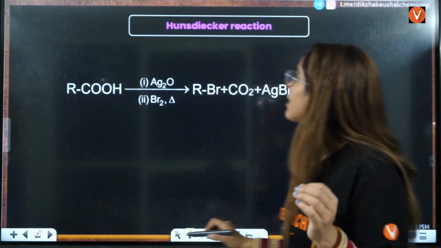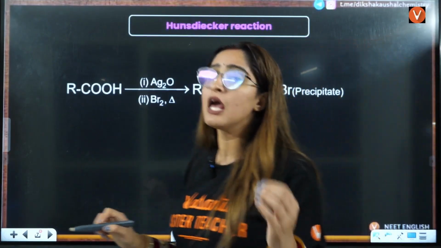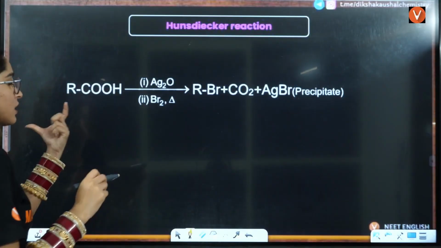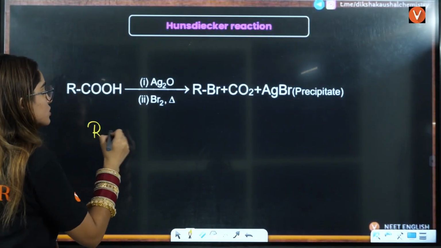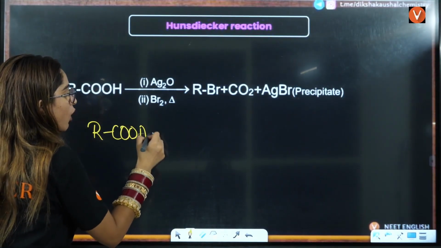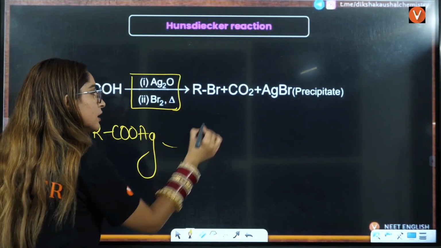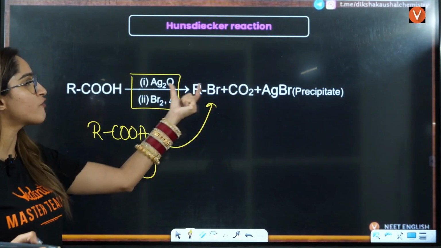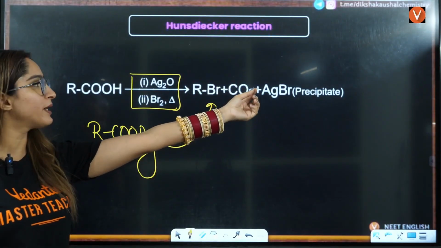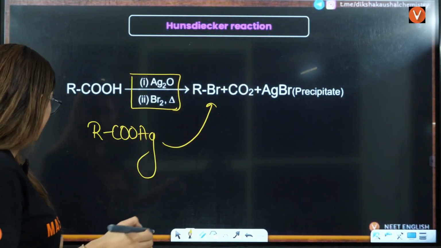Next we have the Hunsdiecker reaction, where you can directly use a carboxylic acid or you can use the silver salt of the carboxylic acid. On adding Br2 and heating it, you will have the formation of RBr, CO2 will be liberated and AgBr will be precipitated out.